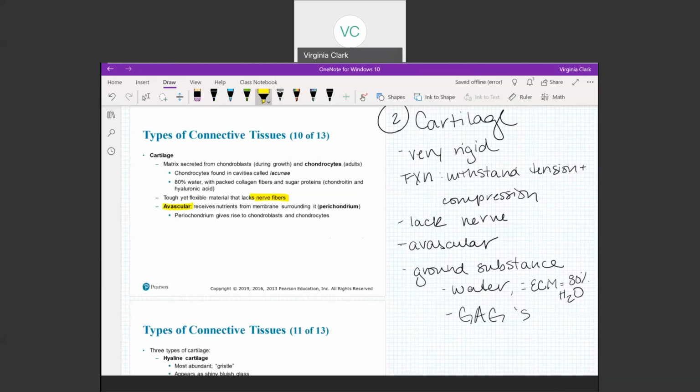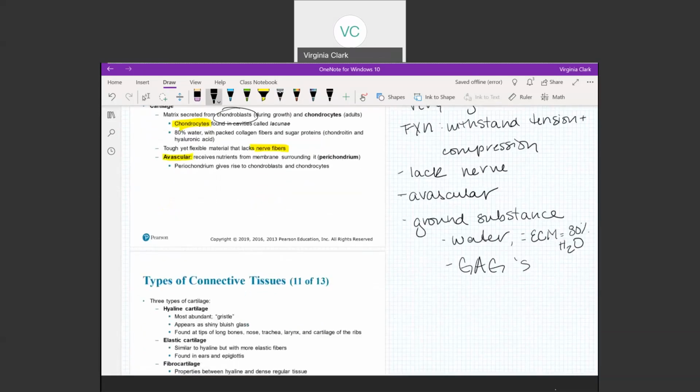This type of tissue is going to have a cell called a chondrocyte, and it is coming from a chondroblast. So it will have the immature cell, which is our chondroblast. Now we're going to start talking about the chondrocyte, which is our mature cell. As we're going, that's the cell that's going to be the predominant cell type.